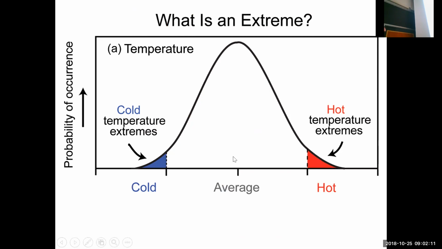So these might be two standard deviations from the average. So you can mathematically define it that way. So you can say, what is an extreme? Well, it's whenever the temperatures are two standard deviations above the mean or the average. So there's a functional definition that we can give to an extreme like that.